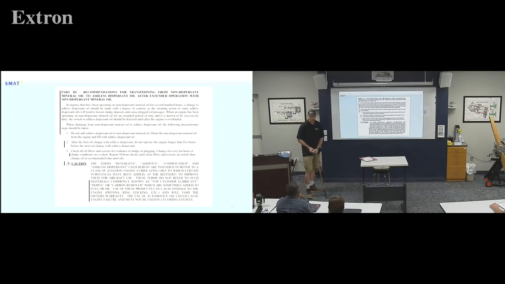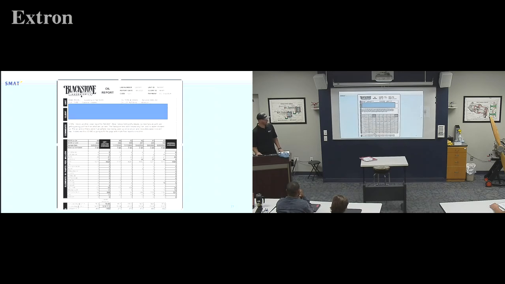So when we're changing from our break-in oil or our mineral oil to our ashless dispersant, they are really sensitive, so let's watch this really, really close. It's because they'll tend to loosen sludge deposits, and then those sludge deposits will cause clogged oil passages. So just be super careful when you're switching brands.